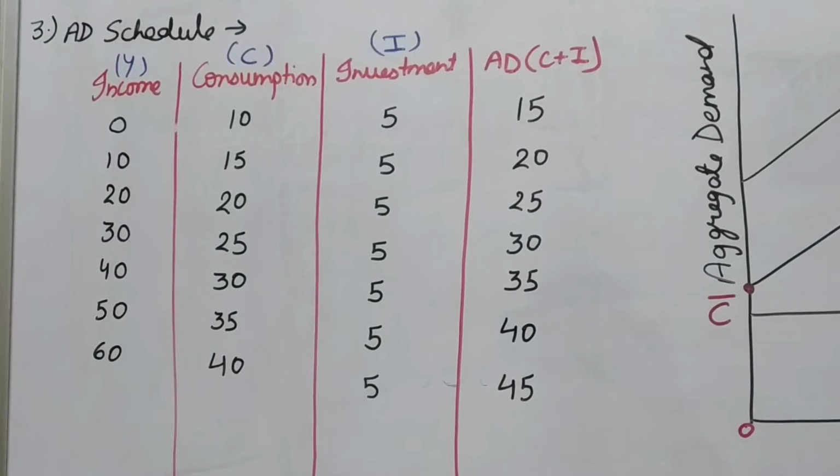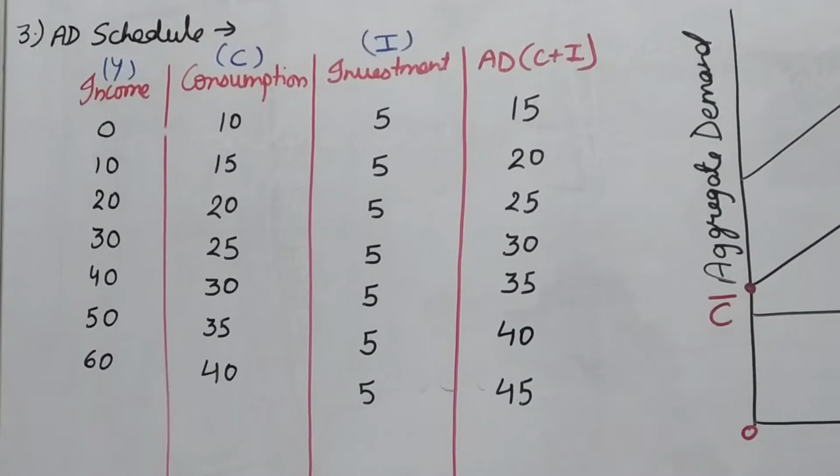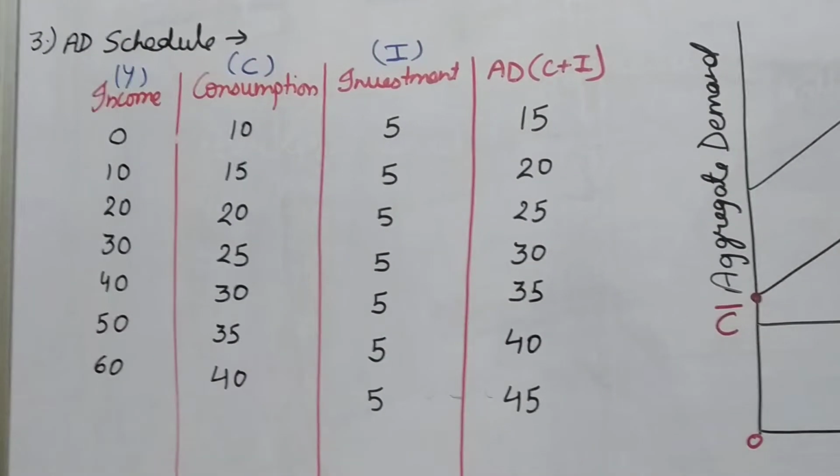And why am I emphasizing this point so much? Because this will be used in the numericals also. If income is 0, still some consumption will be there in the economy for survival.